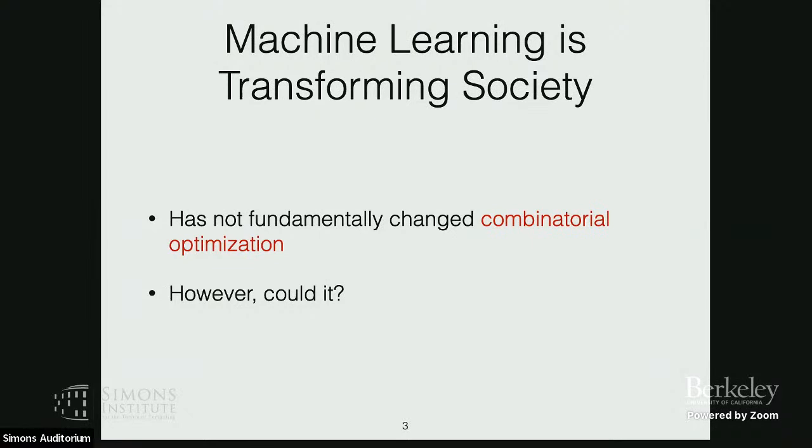So machine learning, as we all know, has been really transforming society. And I can't think of an area of science and engineering that hasn't been touched in some way by machine learning. Now, while that is true, one thing that machine learning hasn't fundamentally changed, in my personal opinion, is the way we think about designing combinatorial optimization algorithms. But what we're asking in a recent line of work is, well, could it?